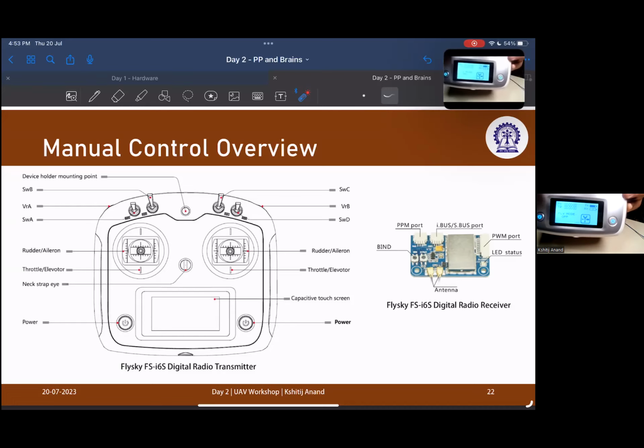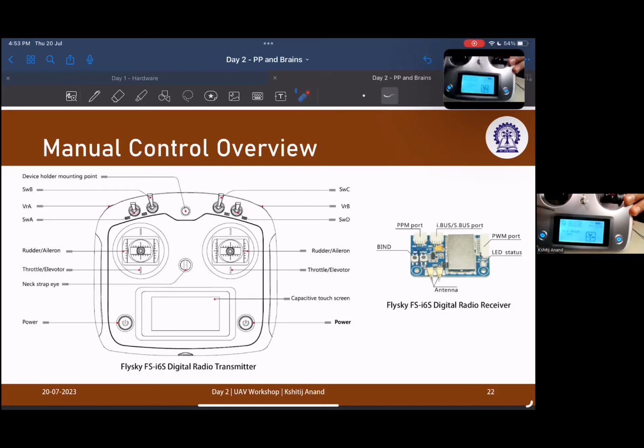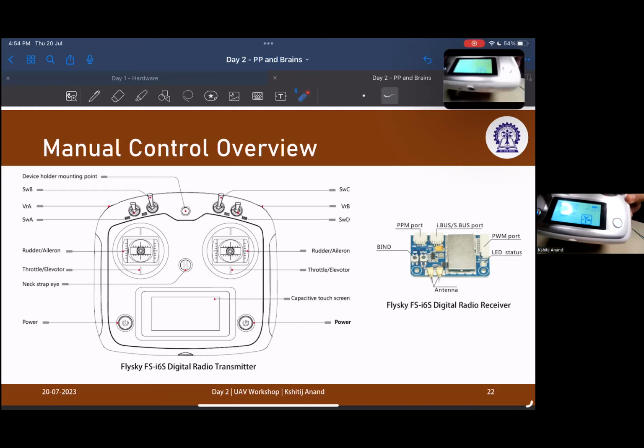If you look closely, first of all, what is important here is that you don't need to worry about fly mode and all. This is advanced stuff. You can look it up in the manual later. You have two timers in this, timer one and timer two. You can tap on the timers and program them.